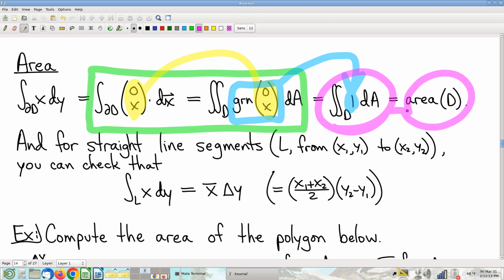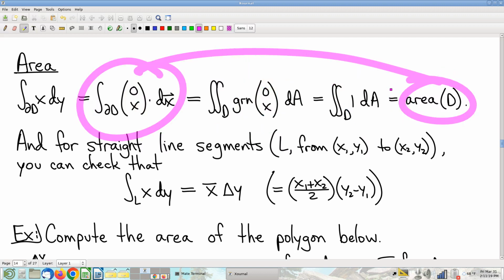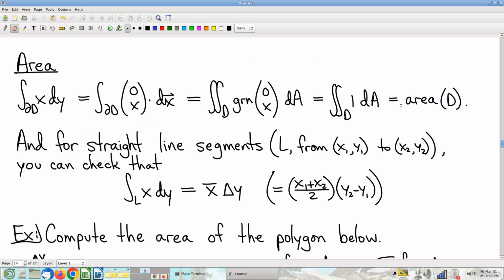So what I've got then, connecting these dots together, is a line integral that will compute the area enclosed inside of it. And that's very strange, very unexpected. It's a very nice tool for computing areas. I'll show you an example in just a moment.